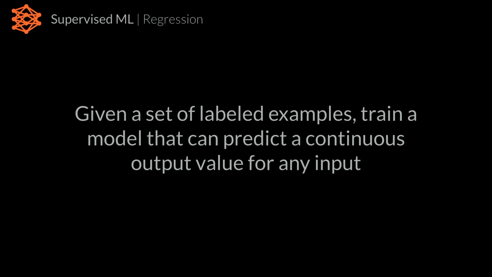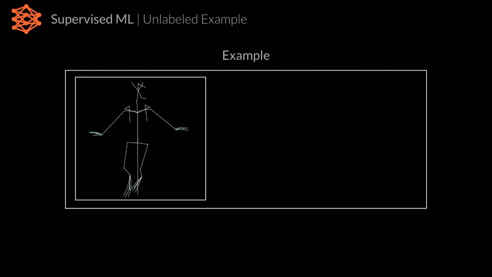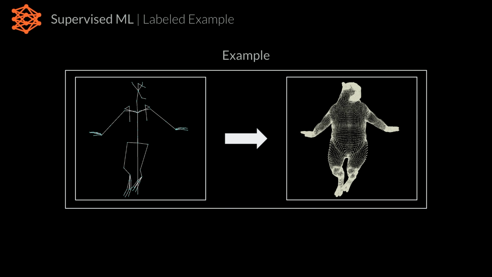So what is regression? Regression is the problem of given a set of labeled examples, train a model that can predict the continuous output value for each input. I'm going to make this a little bit more concrete. So this is an unlabeled example. We have a skeleton, which is an input to our system, but it doesn't have a ground truth associated with it yet. So this is a labeled example. Now we have labeled the unlabeled example. So the input is a skeleton, the label is a deformed skin, or more precisely the vertex positions of a deformed skin.